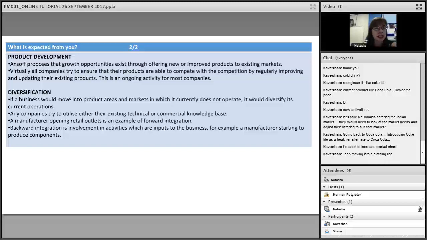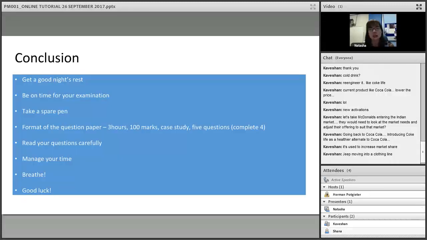Okay. Also, you can look at forward and backward integration. This is usually where you have a retailer. Backward integration is where they go into manufacturing. You can give me an example there if you wish. Forward integration is where a manufacturer goes into retail. Okay. Well done, Kavishan. Your examples are spot on. Good. Use them. Use this thought process and use your creativity when you answer questions.